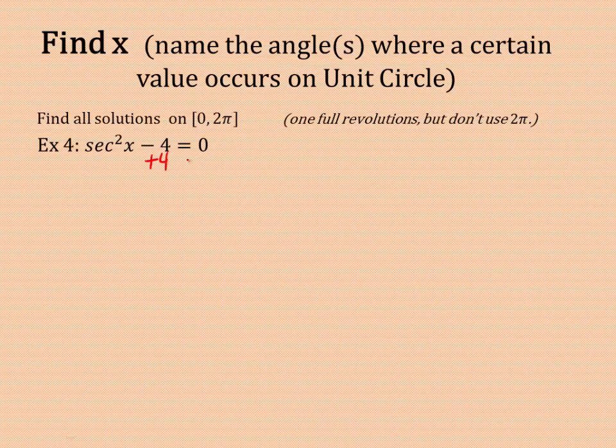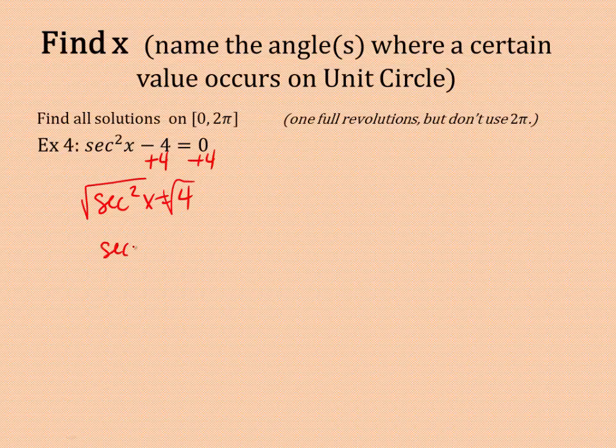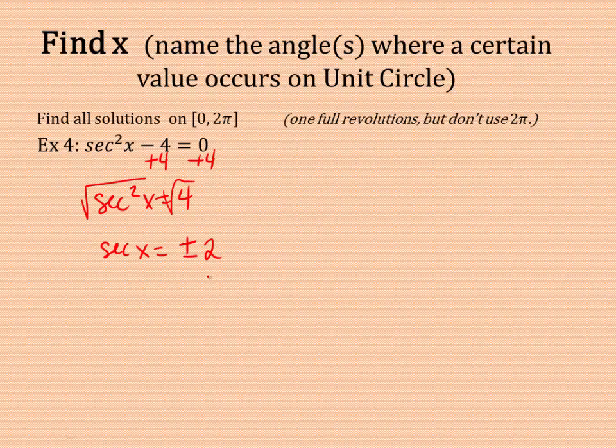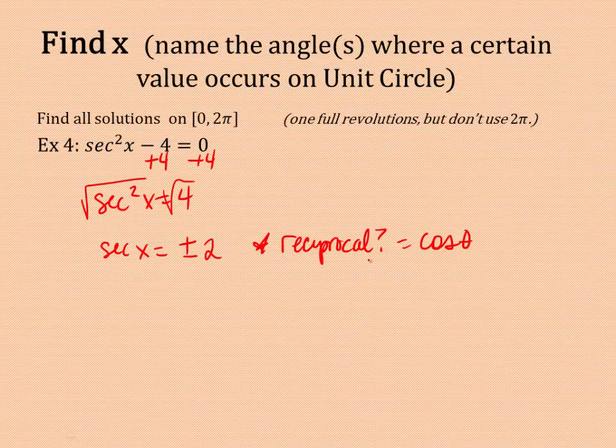So add 4 to both sides. Secant squared x equals 4, all right? Now we take the square root again. So I know the secant of x is plus or minus, what's the square root of 4? It's a 2. Now, secant is not something you can just quickly look up on the unit circle. However, what's the reciprocal? What's the reciprocal of secant? It's cosine, right? So take the reciprocal of both sides.